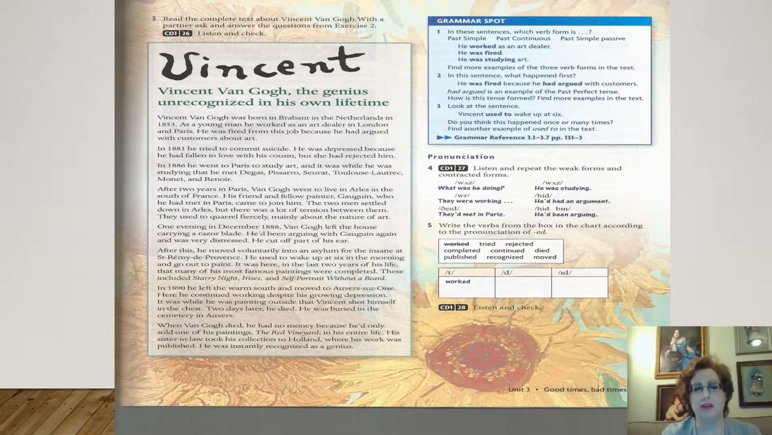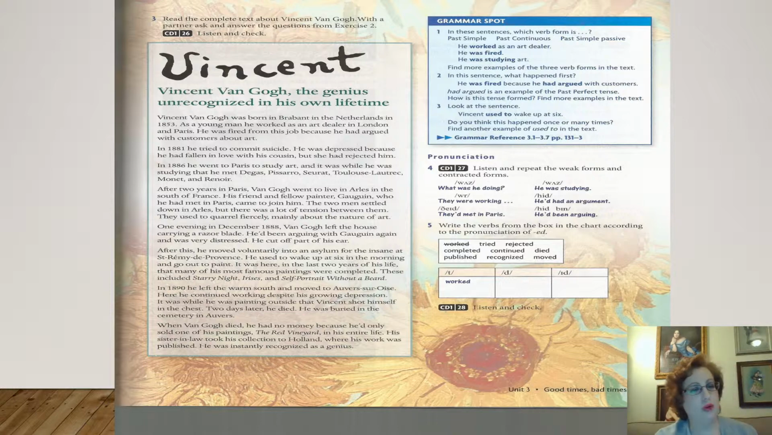So call on volunteers to read a paragraph at a time. I also instruct students to circle any unknown words. So let's begin. Vincent van Gogh, the genius unrecognized in his own lifetime. Vincent van Gogh was born in Brabant in the Netherlands in 1853. As a young man, he worked as an art dealer in London and Paris. He was fired from this job because he had argued with customers about art.